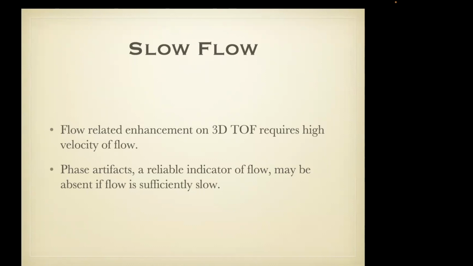This is usually seen in 3D time of flight imaging in the brain. The reason we use 3D time of flight in the brain and not 2D time of flight for the arteries is because of the directional quality of 2D time of flight imaging, where 3D time of flight imaging is more tolerant of all the loops that you see in, say, the middle cerebral artery and so on. The other thing is when flow is slow, you may not see the phase artifacts, which are a reliable indicator of flow, commonly seen, especially on gadolinium enhanced imaging.